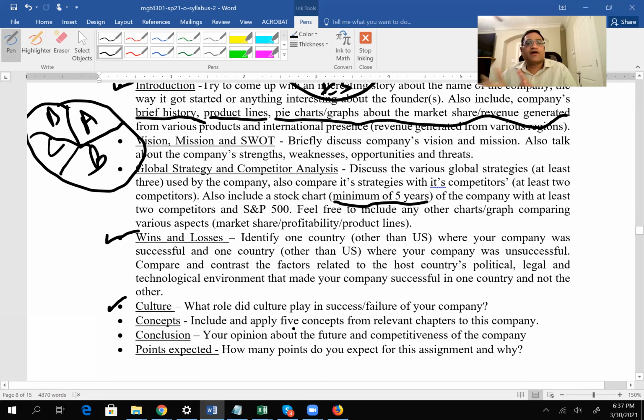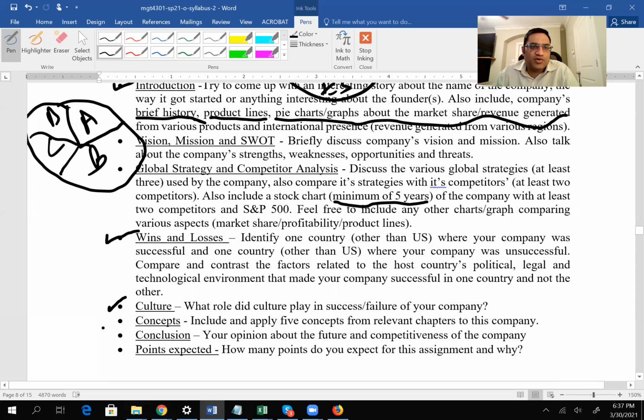Then try to include 5 concepts. Try not to include the concepts that you already discussed in the discussion. Try to include different concepts. Okay. Again, the same thing goes, which is, you pick a concept and show the application of the concept to your company. So briefly describe the concept and how it applies to your company.